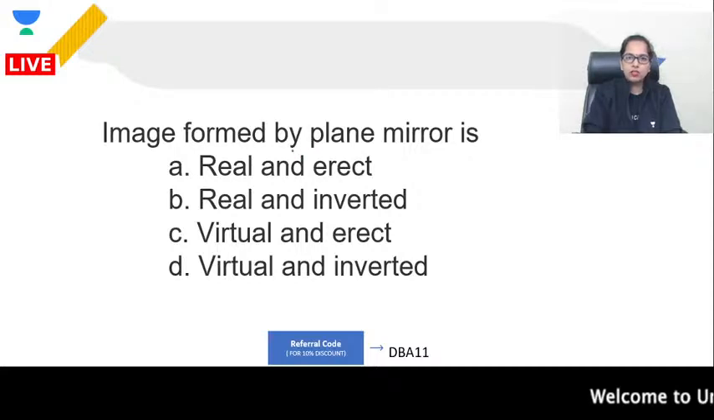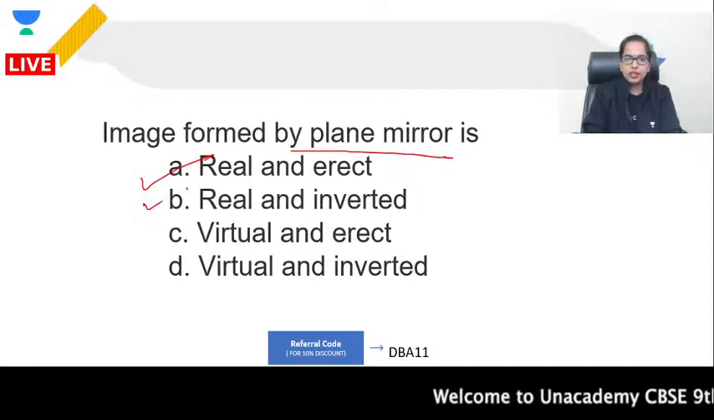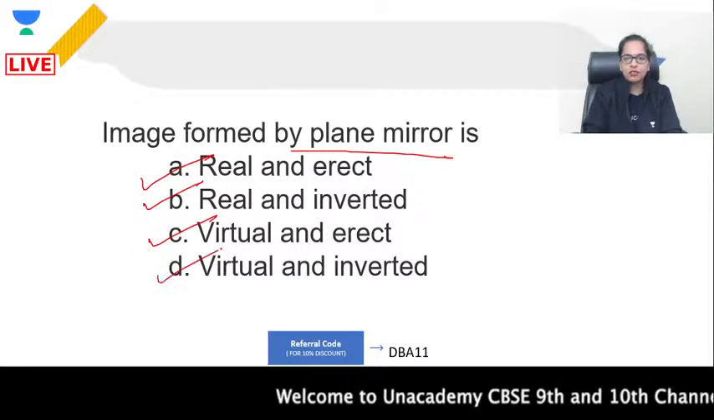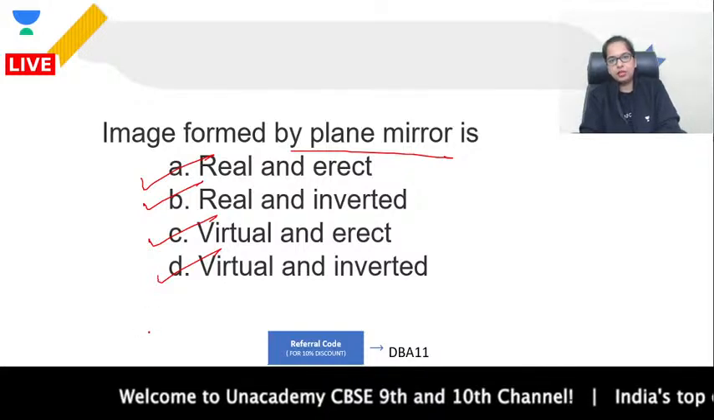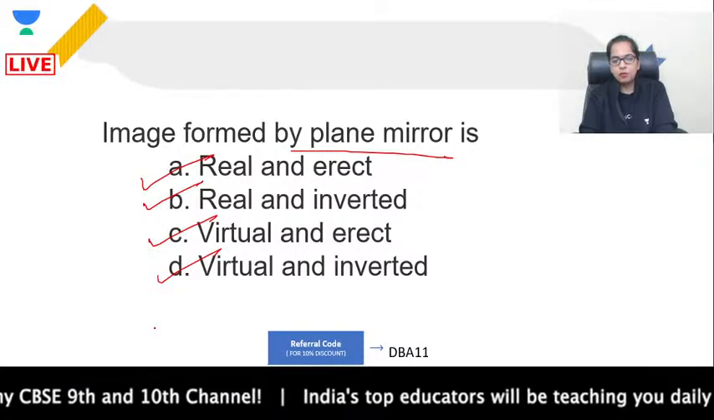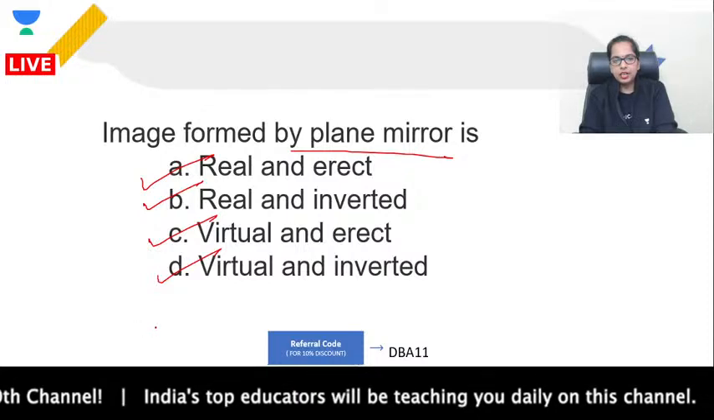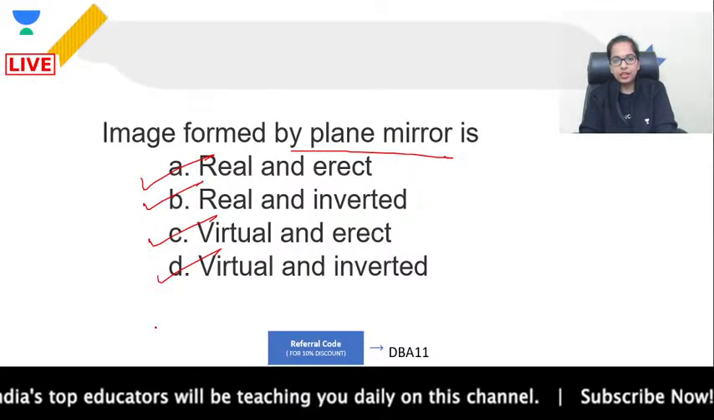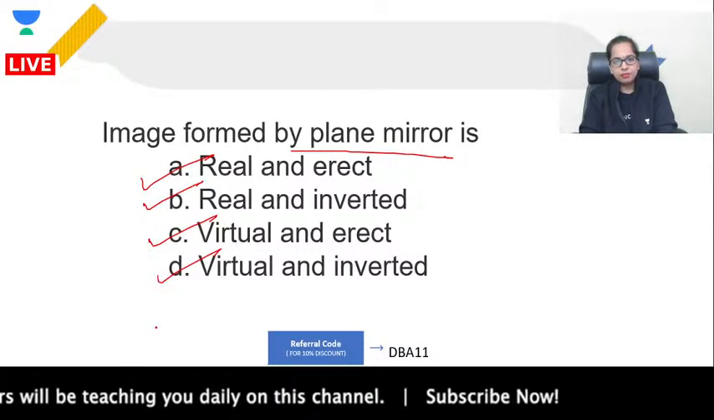Next, the image formed by the plane mirror is real and direct, real and inverted, virtual and direct, virtual and inverted. Which kind of image is formed by the plane mirror? Real and direct, real and inverted, virtual and direct, virtual and inverted.